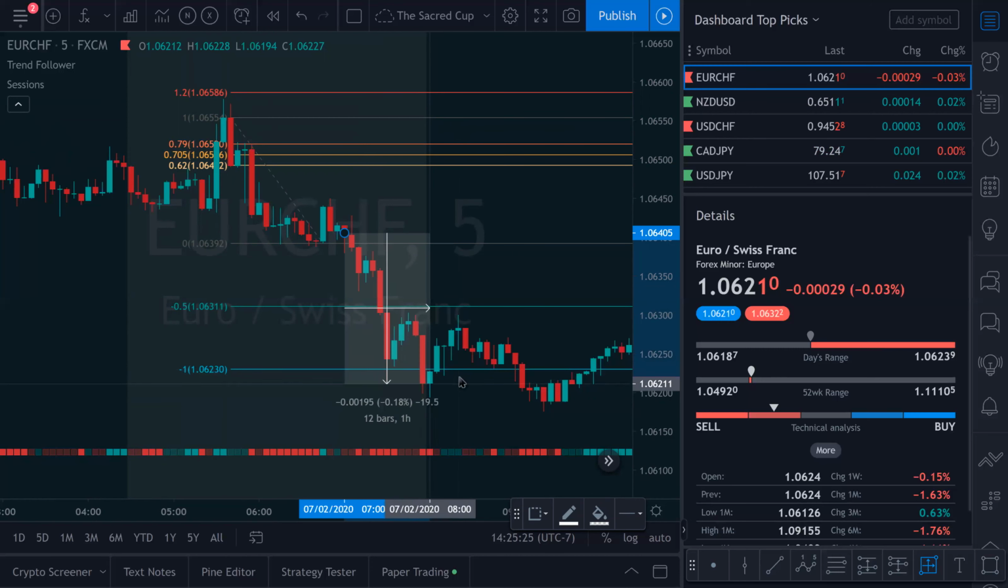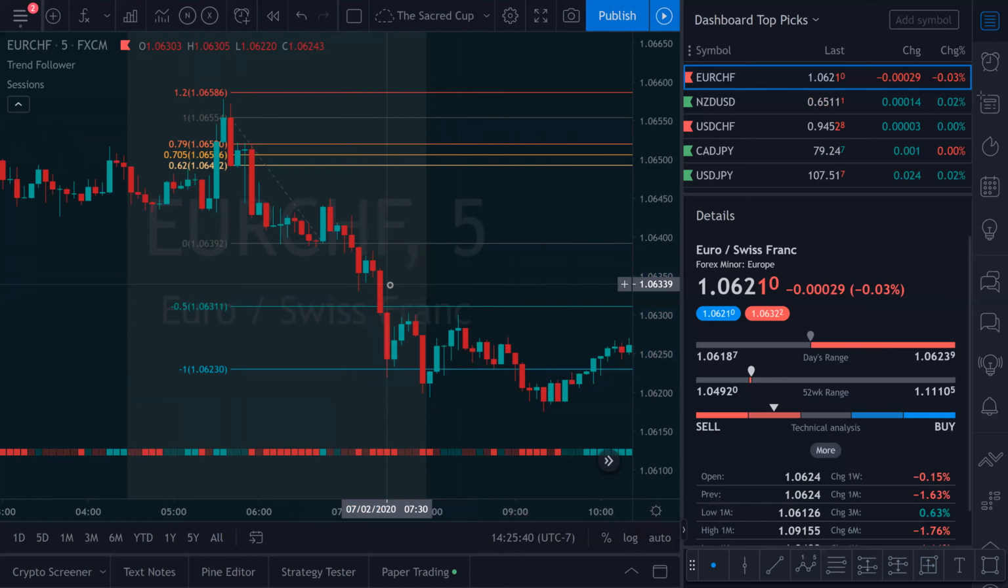It's not too bad. I could take this as well, but this is outside of my area. So we would call it minus like 10 pips for this day on Euro Swiss, net. Moving on.